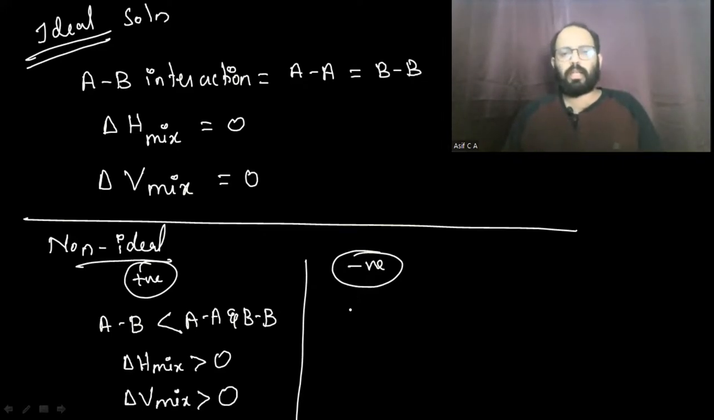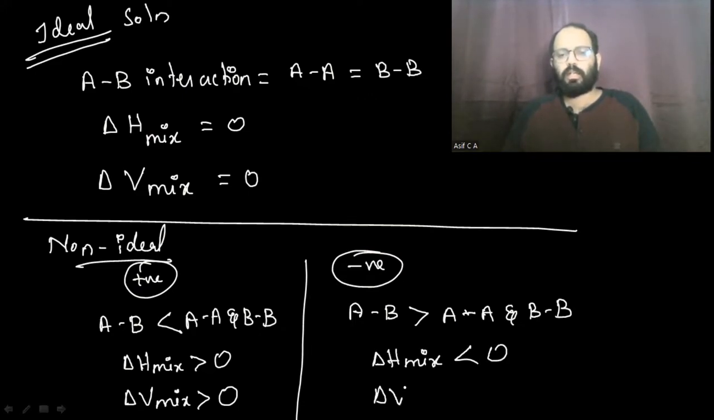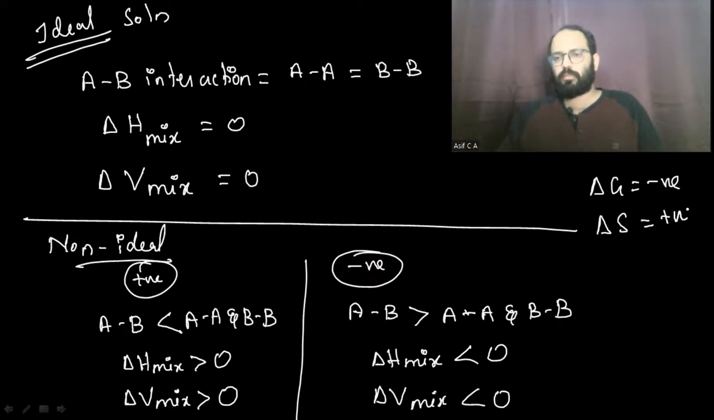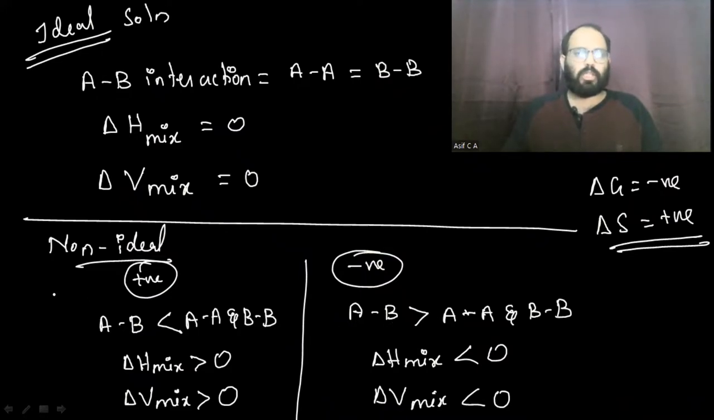Negative deviation is the direct opposite of this. AB interaction is greater than AA and BB interaction. Delta H mixing is less than zero, delta V mixing is less than zero. If you talk about delta G, delta G will be negative, the process is spontaneous, and delta S will be positive. Just remember the NCERT examples. Usually, non-ideal solutions with positive deviation mostly involve alcohols. Negative deviation mostly comes with combinations like acid and water.